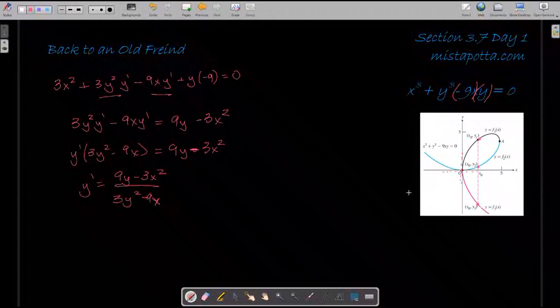In our next lesson, we'll talk about how we take multiple derivatives using implicit differentiation.